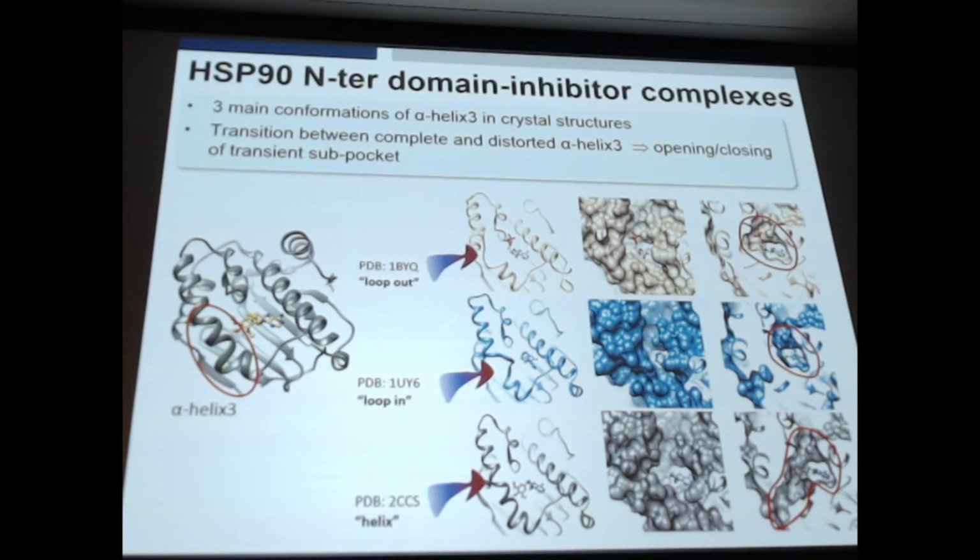And if you look at different crystal structures, you can see this region sometimes is so-called loop out, sometimes loop in, and sometimes helical. And when we have this change in the backbone structure, we also get a change in the shape of the binding pocket, and also then, of course, the ligands that can bind. So we have here an introduction of a sort of sub-pocket or transient pocket.